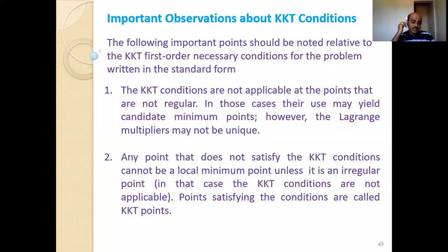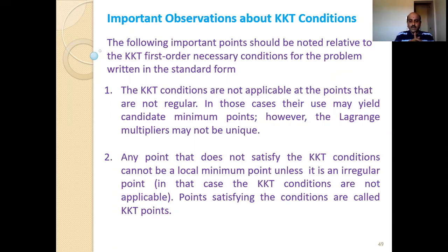Now, let us move on to the last thing in this chapter, that is in the module, important observations about KKT conditions. The following important points should be noted relative to the KKT first order necessary conditions for the problem written in the standard form. First one, the KKT conditions are not applicable at the points that are not regular. So I think I discussed what is a regular point in the last class. The KKT conditions are not applicable at the points that are not regular. In those cases, their use may yield candidate minimum points. However, the Lagrange multipliers may not be unique.